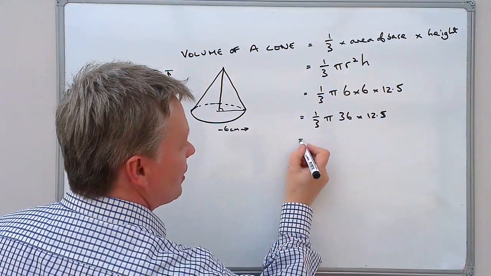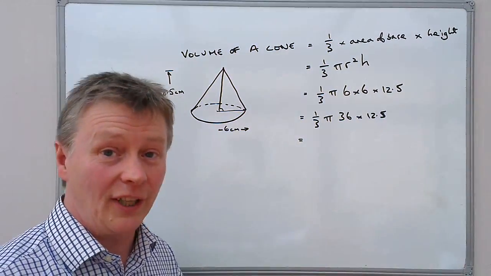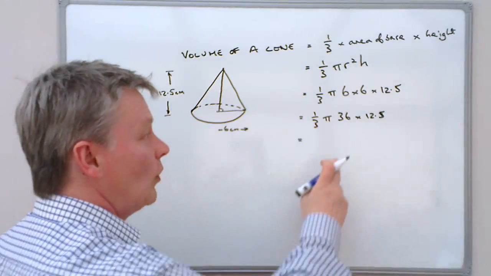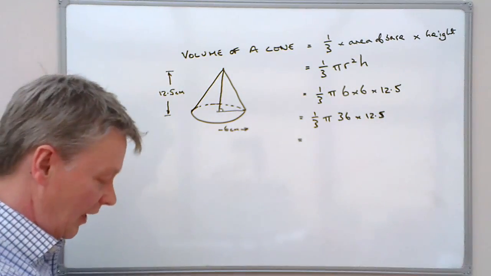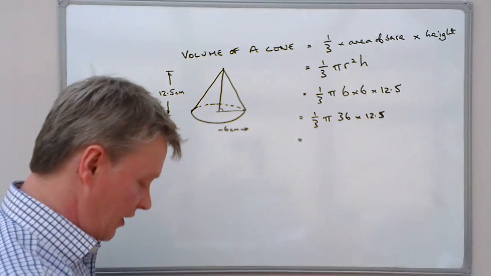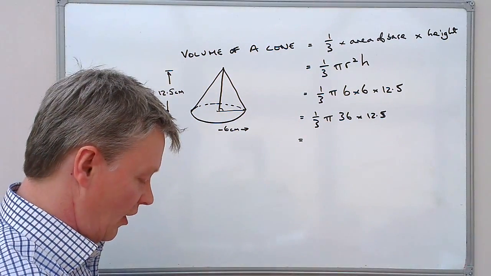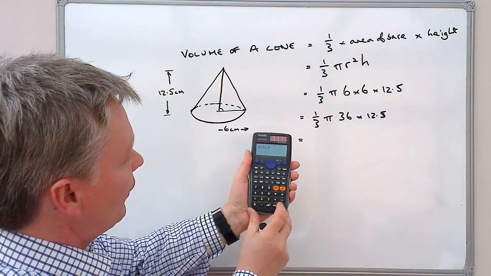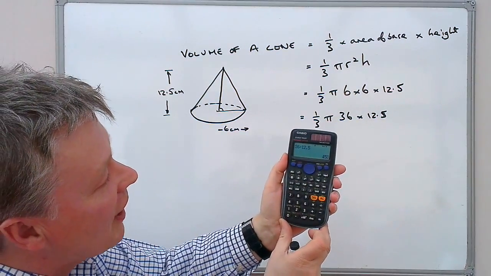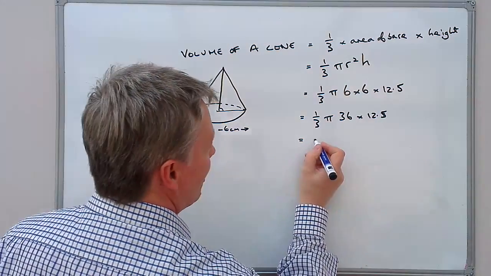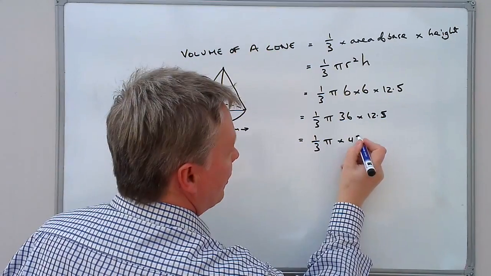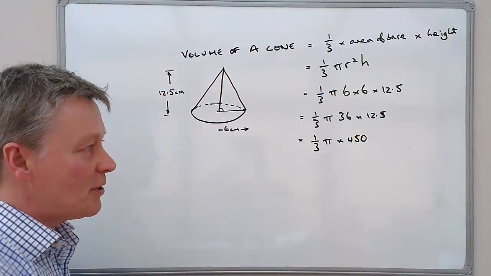Now, usually these are on calculator papers. So I'm just going to use my calculator to work out that calculation there. So on this, it's 36 times 12.5. I don't know whether you can see that on the video. Maybe you can if I put it about there. So 36 times 12.5 is 450. So it's 1/3 pi times 450. Okay, that's pretty good.